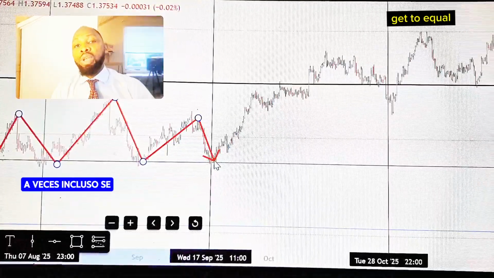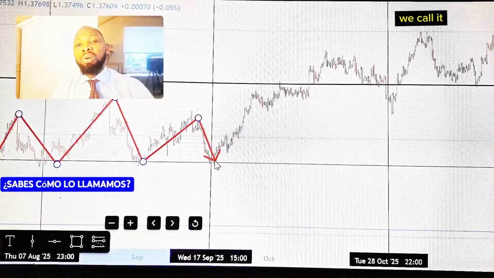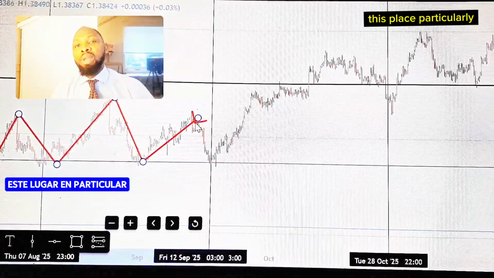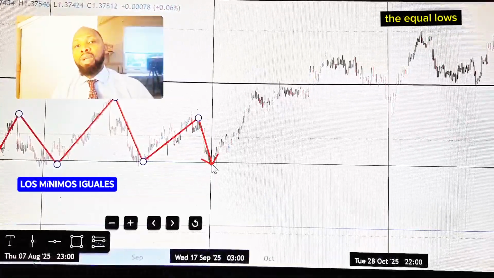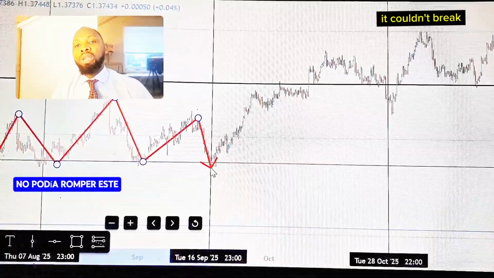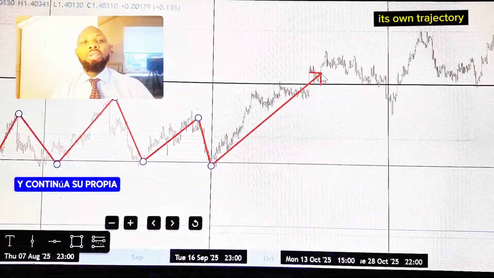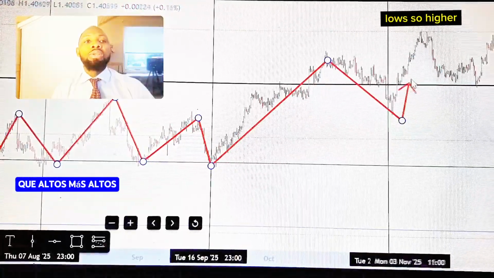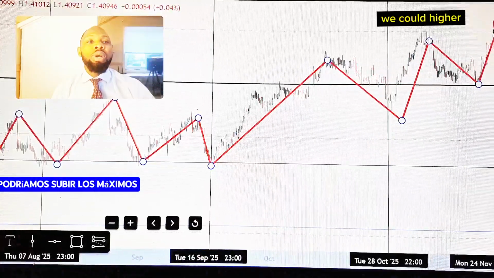Sometimes it even gets to what we call equal lows, then higher highs, higher lows. And this place particularly didn't make any higher highs. It came back to the equal lows, but it couldn't break this resistance level, and it continued its own trajectory, which is higher highs and higher lows. So higher highs, higher lows, higher highs again.